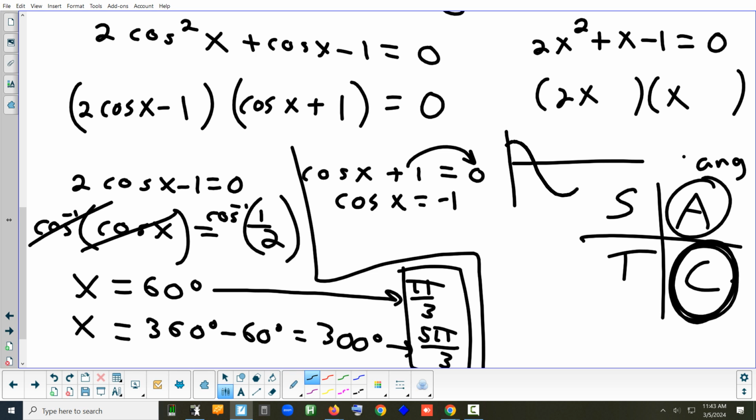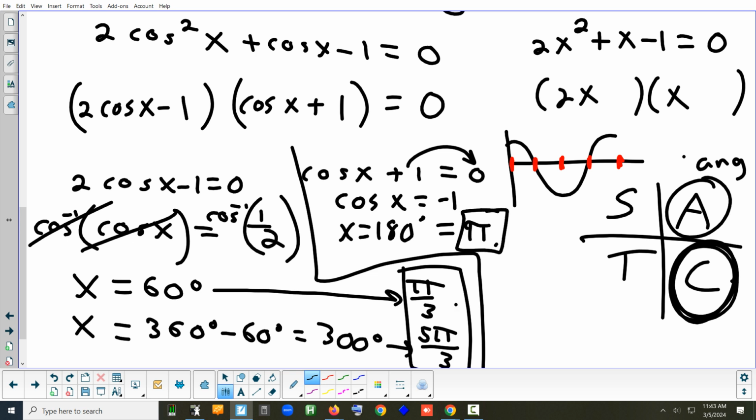Okay, now think of your graph of cosine. Looks like this. 0, 90, 180, 270, 360. Where does cosine hit negative 1? Where does it? 180. Yep, 180. Exactly. And 180 degrees would be equal to what in radians? Pi. Yep.